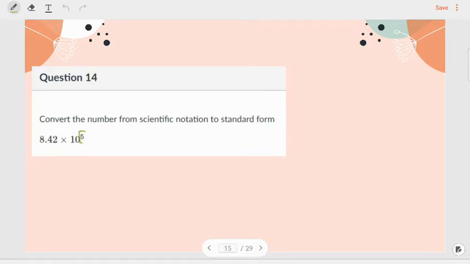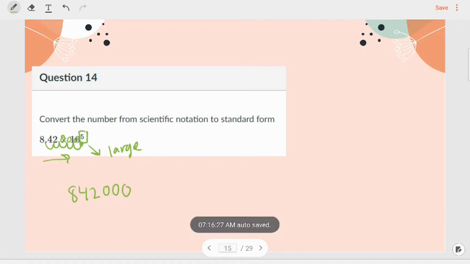On the other hand, if I have a positive exponent, that means I'm going to have a large number. So I want to move my decimal to the right. I want to move it this way. So I'm going to move it 5 times. There's 1, there's 2, there's 3, 4, and 5. And those blank spots are filled with 0. So I have 8, 4, 2, 0, 0, 0.